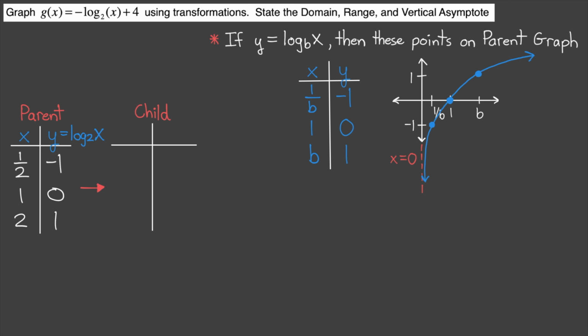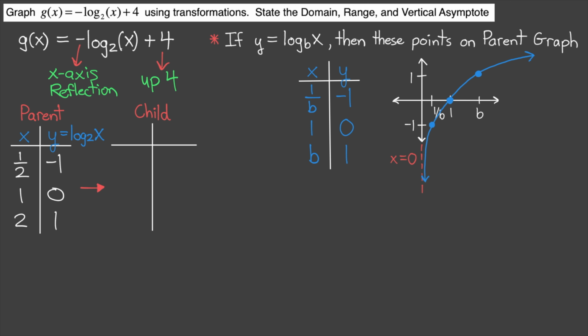All right, now let's take a look at the transformations. I'm going to go ahead and bring down our graph here. So what transformations are happening in this log graph? Let's start with the negative. So this negative is going to reflect the graph over the x-axis. So this is going to be an x-axis reflection. All right, and then next we have a plus 4. How is that going to affect the graph? Well, that's going to be a shift up 4. So it's going to go up 4 as a result.